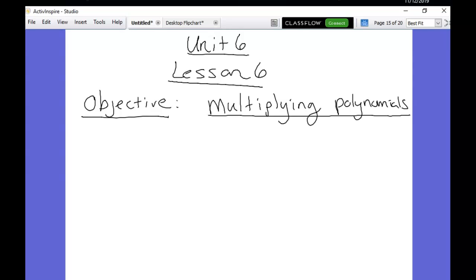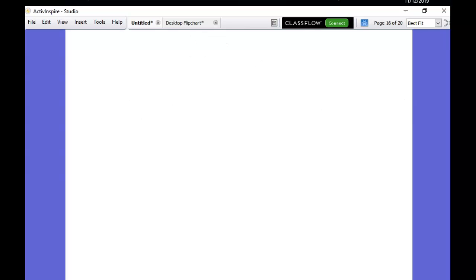Talking about multiplying polynomials today. Multiplying polynomials. This first example, you don't need to write it. The title's good because I'm going to give you a different one in a minute.